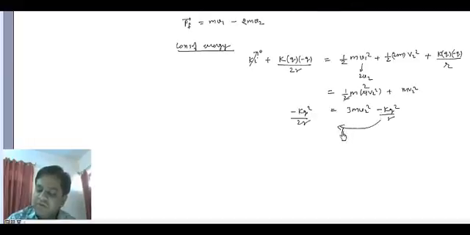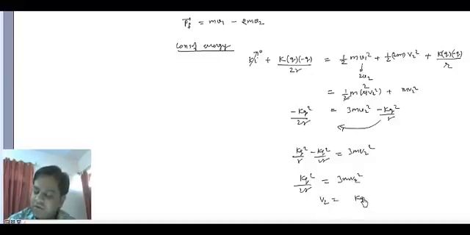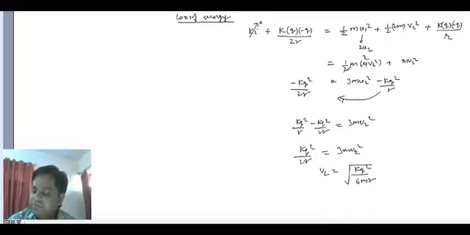So by moving it here, kq square by r minus kq square by 2r is equal to 3m v2 square. So kq square by 2r is equal to 3m v2 square. v2 is kq square by 6mr under root.